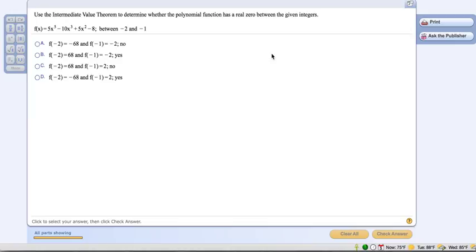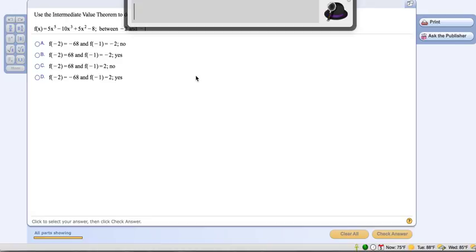If it crosses the x-axis, it has to have a 0, right? A 0 here means a spot where the y value is 0. That's a root. And so it's just a question of plugging it in. So you can plug this in using synthetic division, or you can actually just plug it in, right?